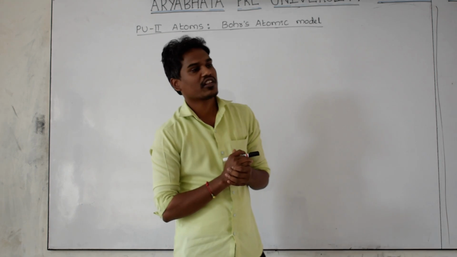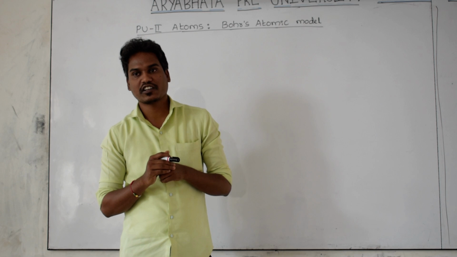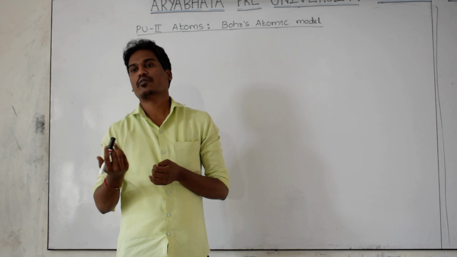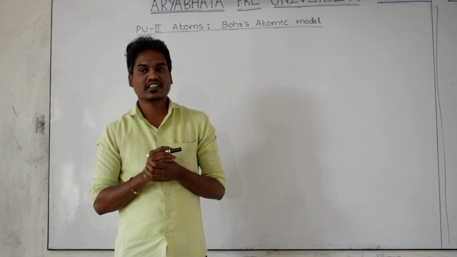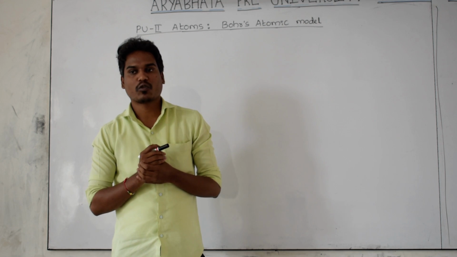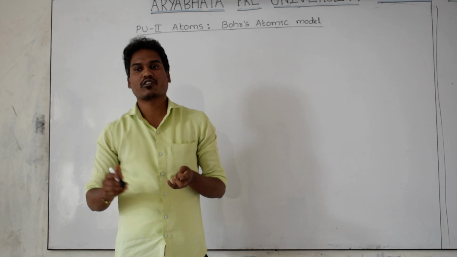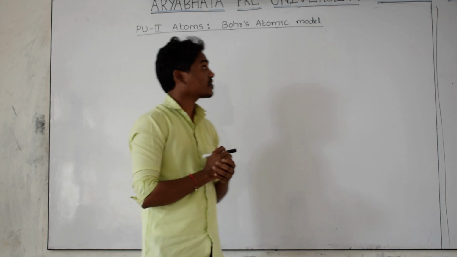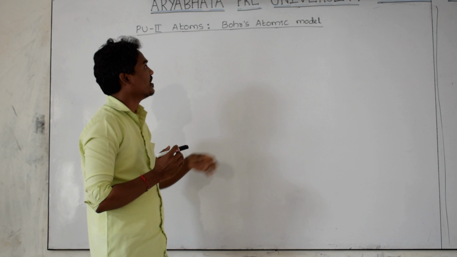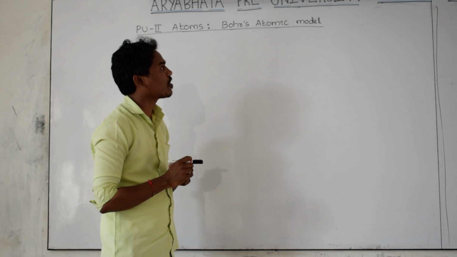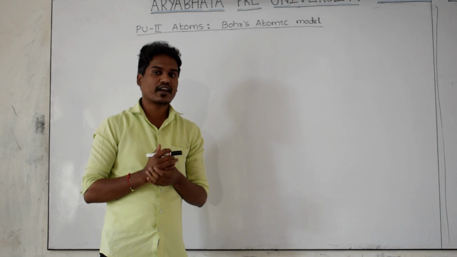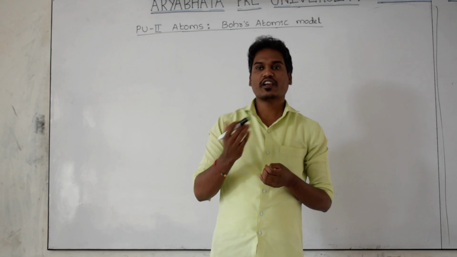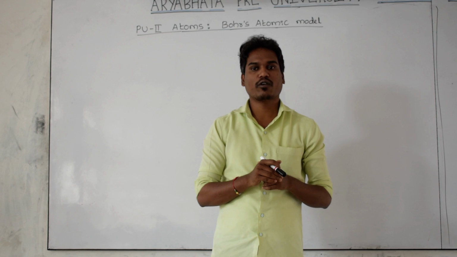For example, whenever the electron is jumping from a higher energy level to a lower energy level, that electron emits some radiation, which means it is emitting energy in the form of radiation. Why it is emitting the radiation cannot be explained by the Rutherford atomic model, and why the electrons are revolving around the nucleus also cannot be explained by it. That's why, in order to explain those reasons, Niels Bohr, one of the scientists, gave an atomic model. That atomic model explains why the electrons are revolving around the nucleus, and why energy is emitted whenever the electron jumps from a higher energy level to a lower energy level.